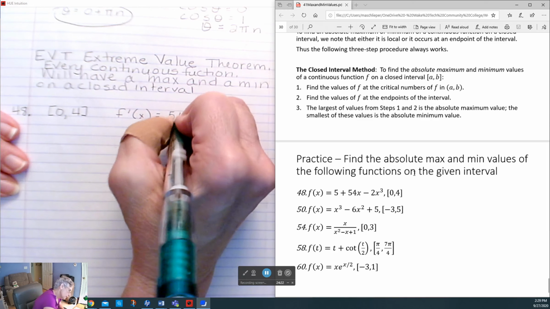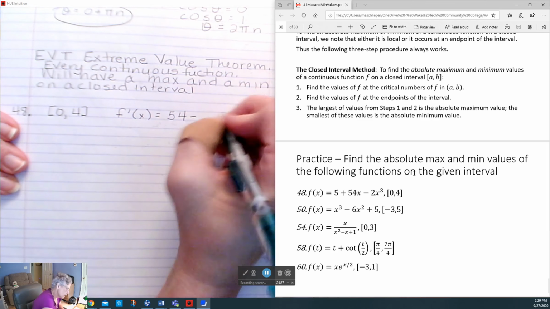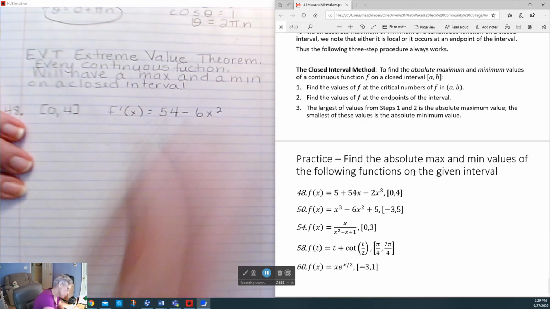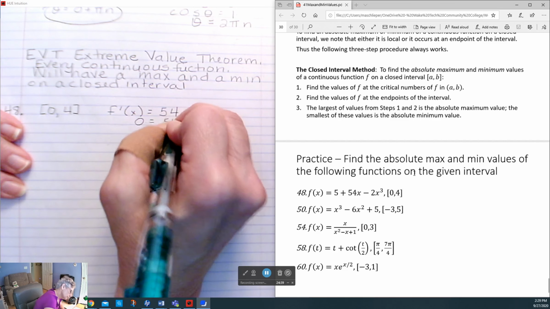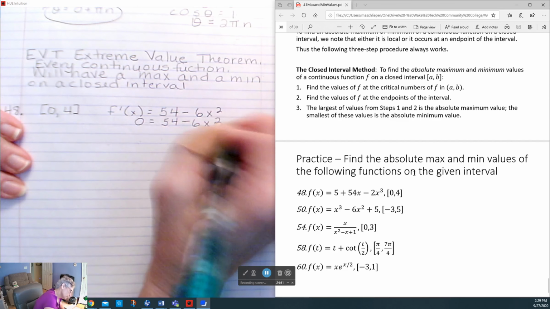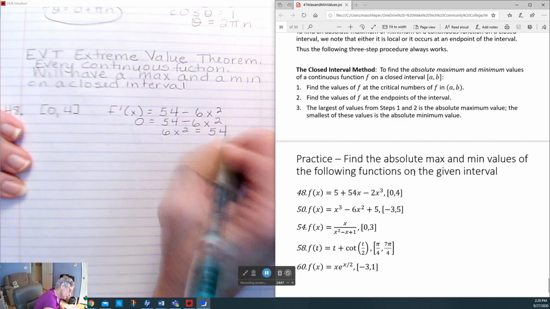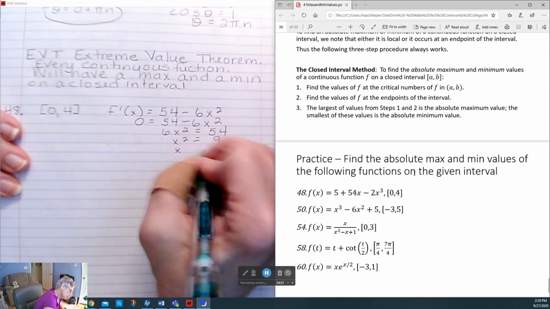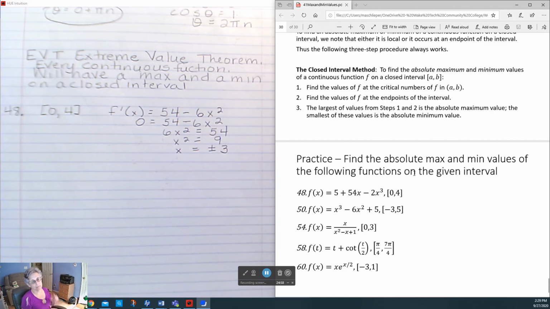Derivative of 5 is 0. Derivative of 54x. Minus 3 falls down, times 2 is 6x squared. So I'm going to set that equal to 0. So that means 6x squared is equal to 54. So x squared is equal to 9. So x is plus or minus 3. Minus 3 does not live in the interval, but 3 does.